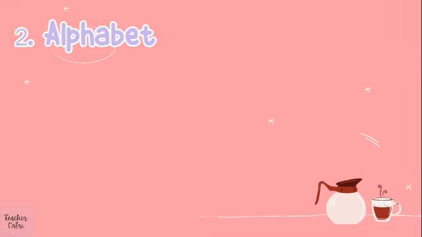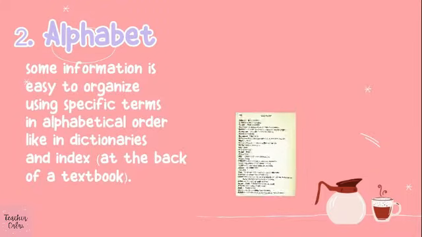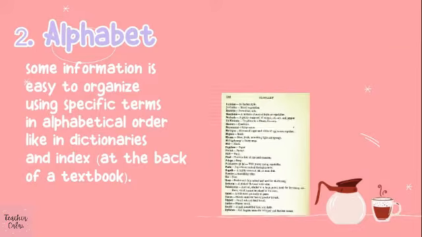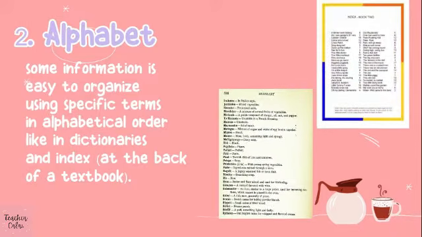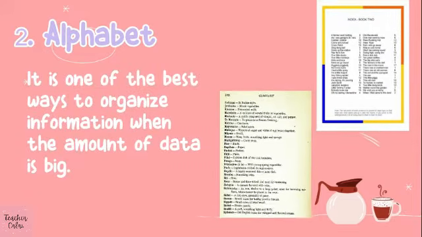The second one is alphabet. Some information is easy to organize using specific terms in alphabetical order, like in dictionaries and the index that can be found at the back of your textbook. It is also one of the best ways to organize information when the amount of data is big.